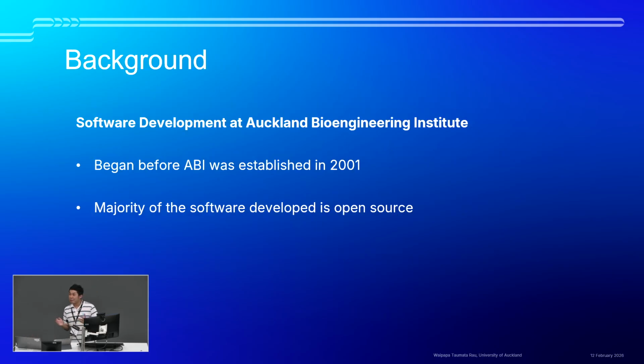So a bit of background before I jump into the portal and what we have done at the ABI. Software development began very early, before 2001, even before ABI was founded, when the core ABI group was still part of the engineering science department. And the majority of the software developed by us is open source. We encourage people to share our code, so that everyone can use it or contribute to it.